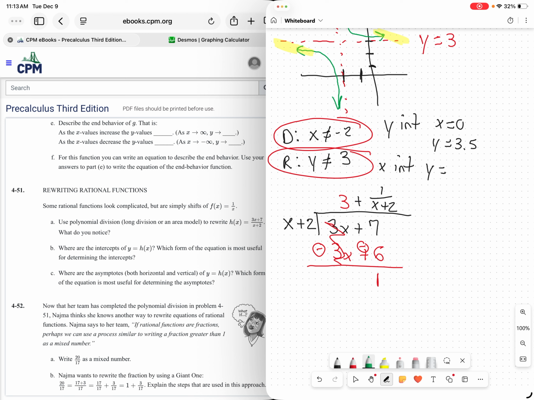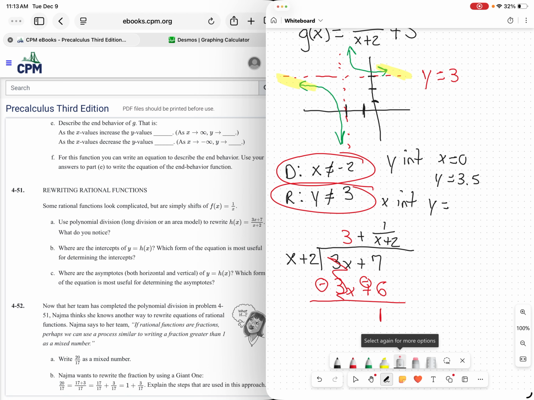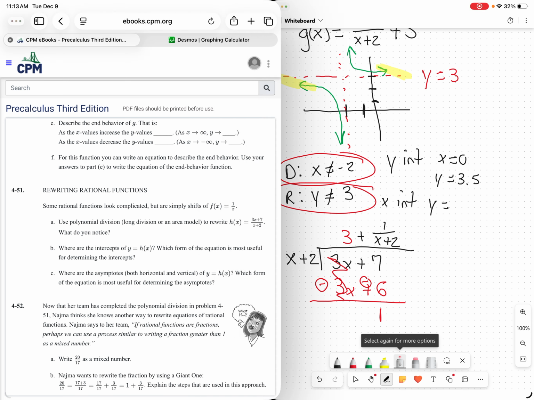So what do you notice? You should notice that this is the same as what we just graphed. So this original function is the same. So where are the intercepts? Same. Where are the asymptotes? The same, right? And so what's easier for what? Well, it depends on what you're solving for. A lot of times the intercepts could be easier in the original form, but your shifts could be better in the (h, k) form right here.